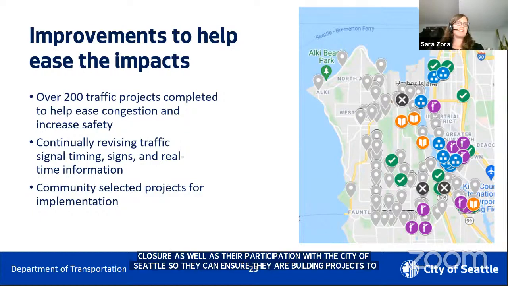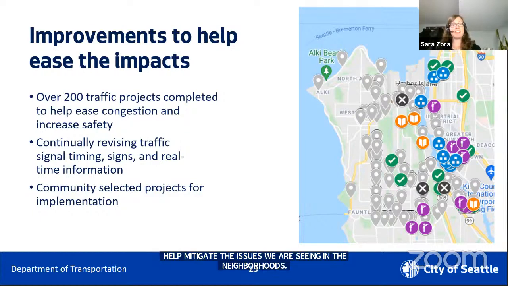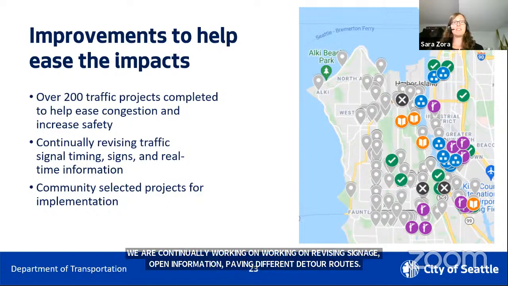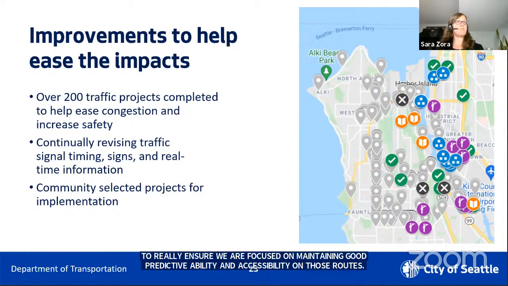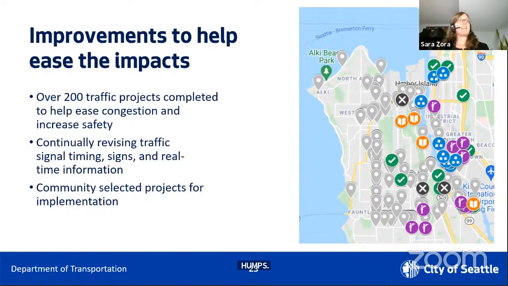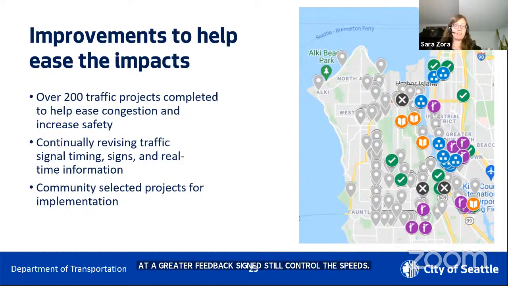We're continually working on revising traffic signal timing, signage, real-time information, paving different detour routes to really ensure that we are focused on maintaining good predictability and accessibility on those routes. The community projects are really important, and we've built additional traffic signals. We've installed a lot of speed humps, added radar feedback signs to help control the speeds, and allowing people to walk and have more pedestrian mobility within the neighborhoods.